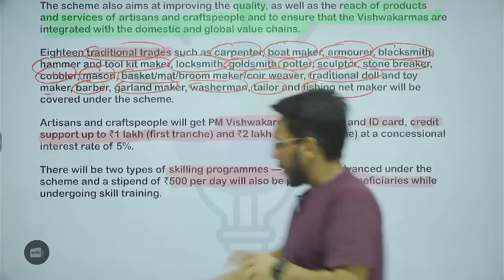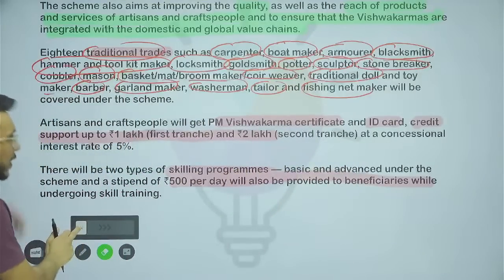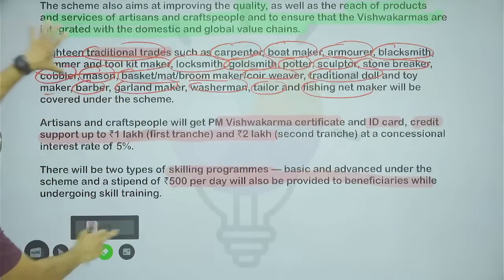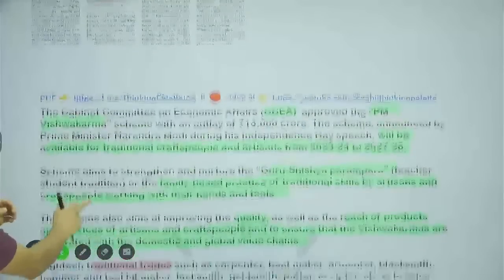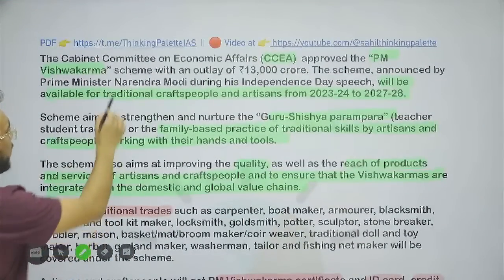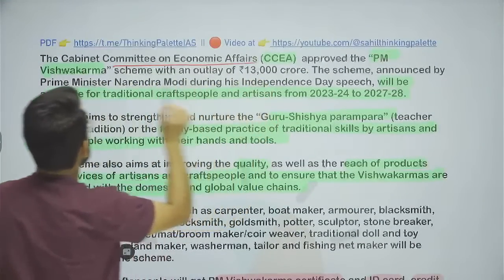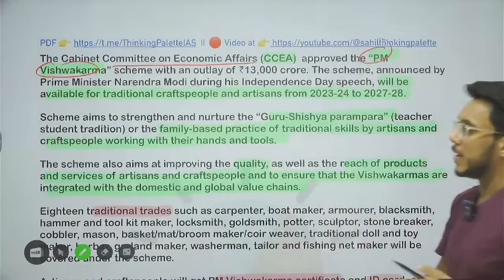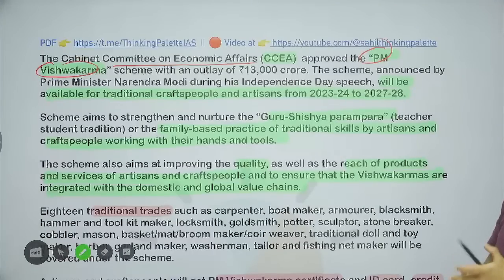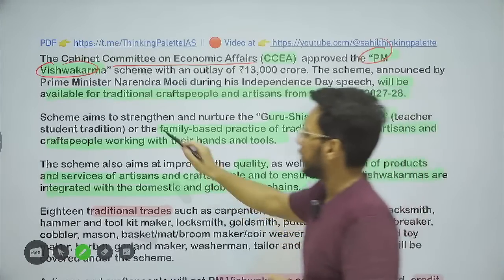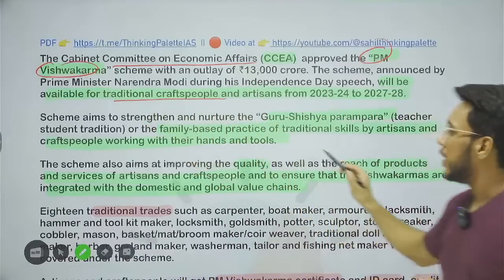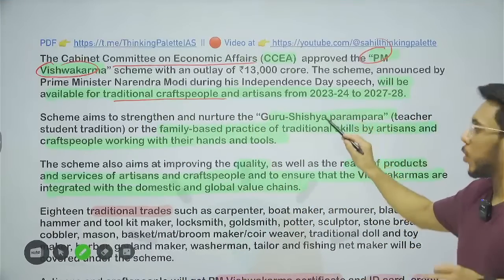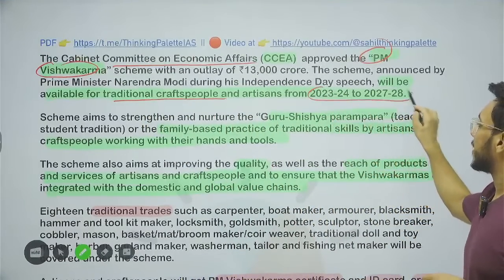Now, to improve the skills of these people, as well as to give financial incentives to them, what has happened? The Cabinet Committee on Economic Affairs has approved the PM Vishwakarma scheme. This scheme will be available for traditional craftspeople and artisans, and the scheme will operate from 23-24 to 27-28.